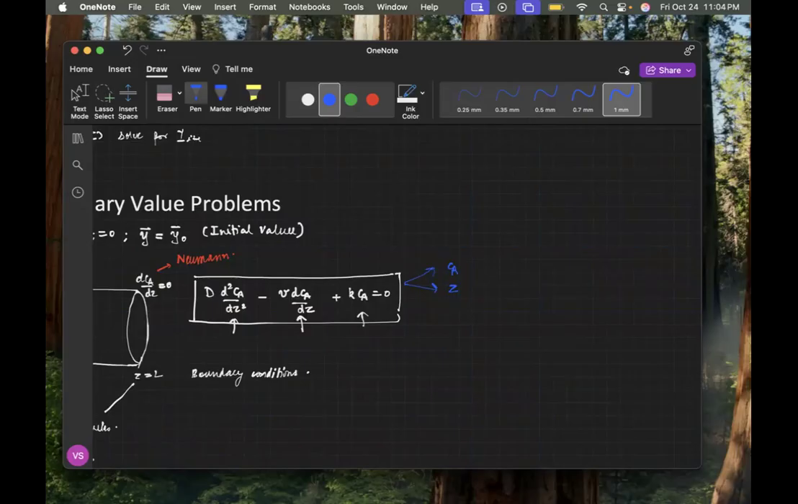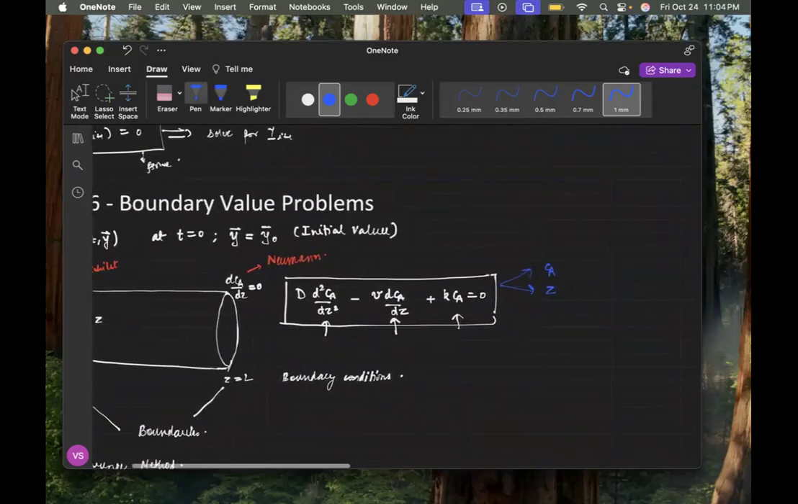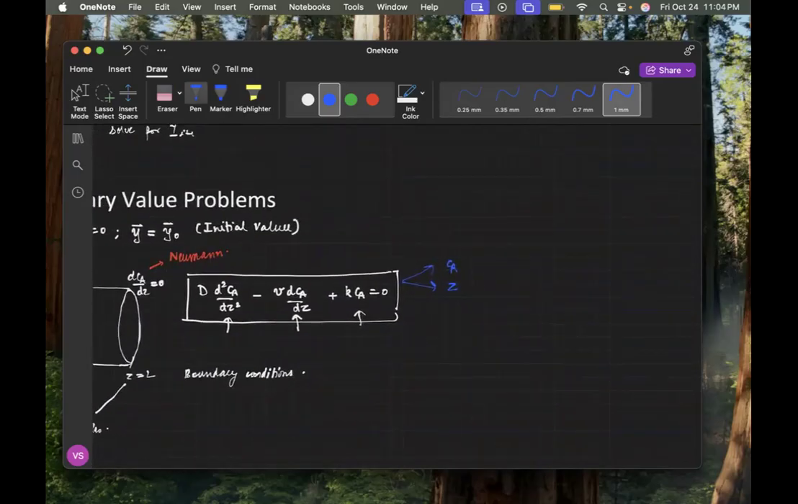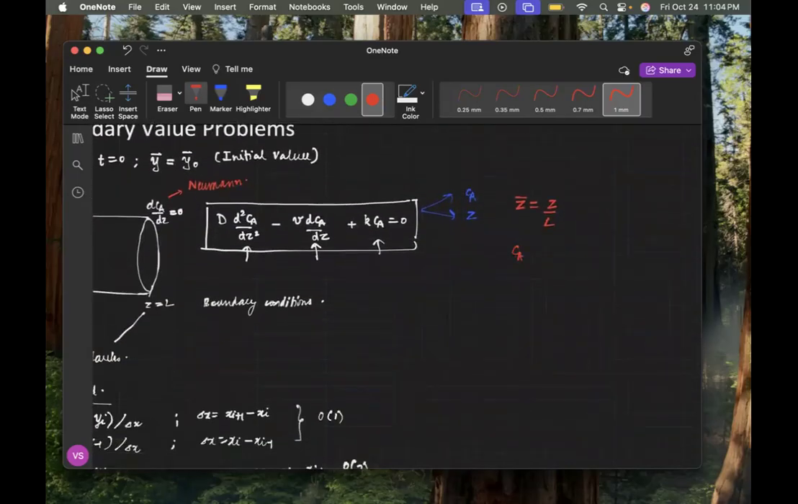So we are going to scale these variables by some relevant scales that are provided in the problem itself. So for example, Z can be scaled by the length of this pore itself, right? So we could define a non-dimensional variable, let's say Z bar, which could be Z over L. So now what you've done is you've non-dimensionalized your Z, right? Similarly, concentration can be scaled by Ca naught. So we can have Ca bar is equal to Ca over Ca naught.